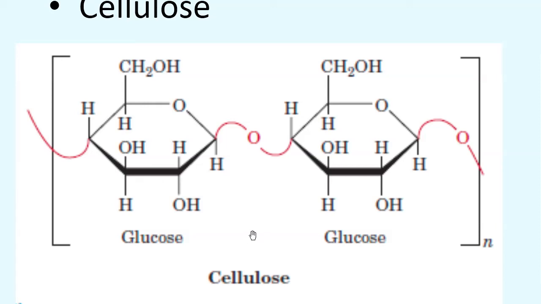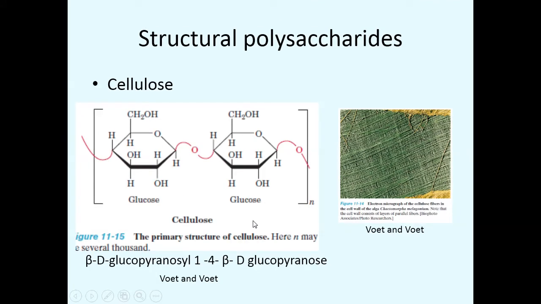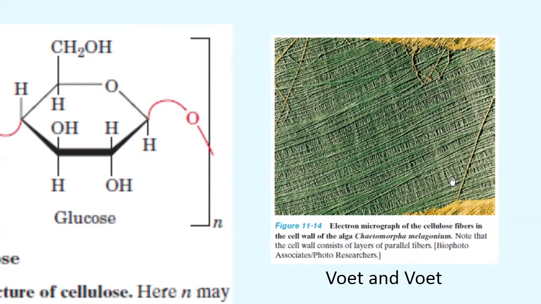Animals lack this enzyme. Cattle and termites have special cellulose-digesting microbes in their gut which actually mediate the breakdown of cellulose from their food. Human beings are unable to digest cellulose as they lack the beta-glucosidase enzyme. The panel on the right shows an electron micrograph. These lines are the fibers of cellulose present in the plant cell wall.